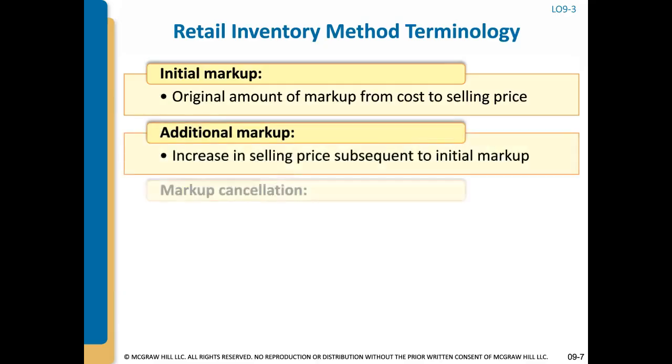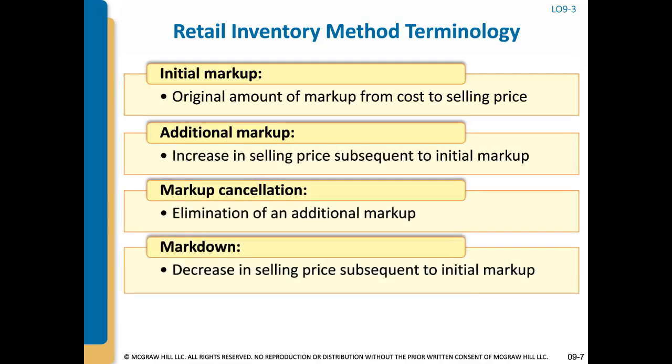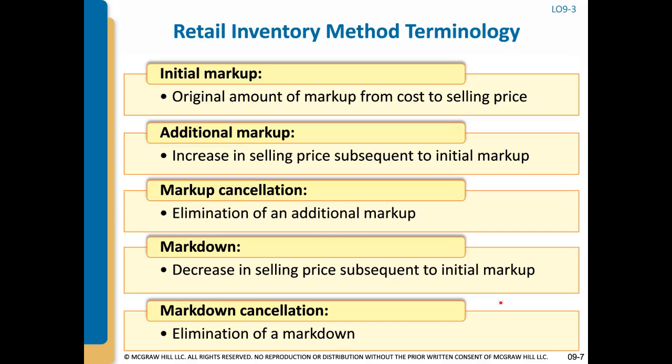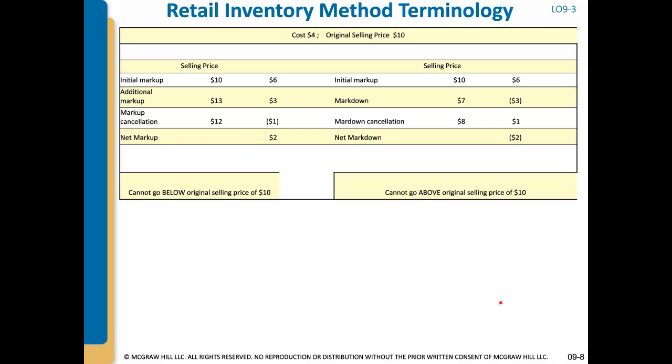So there's some terminology that you should become familiar with when it comes to the retail inventory method. Think about when you go to buy an item of clothing, there's what's called an initial markup. The company pays a certain amount of money for a shirt, right? That's what it costs them, and they sell it for a certain amount. That's the initial markup. There could be additional markups and then markup cancellations. There can also be markdowns and markdown cancellations. I'll just go through a problem and we'll see all those terminologies in effect.